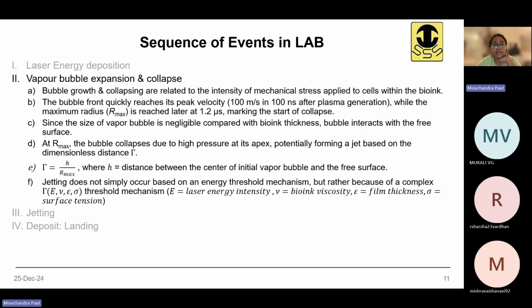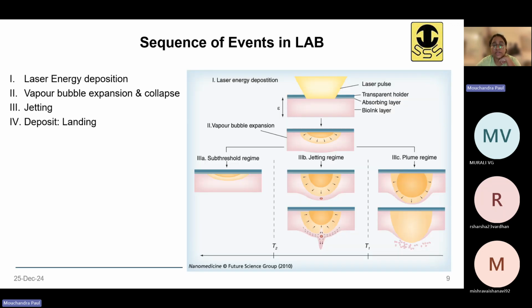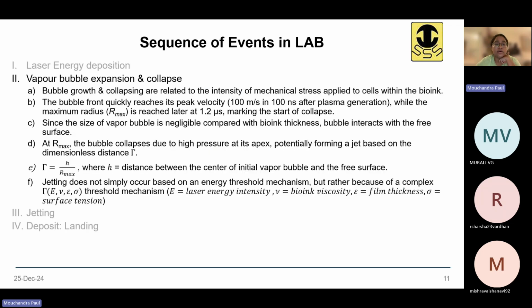And gamma here will determine which of these jetting regimes the ultimate phenomenon will fall into. This gamma is not a simple function, it's a complex function because it depends on various process parameters. First is the laser energy intensity, where I already told you that a minimum amount of energy has to be crossed, after which the volume of the deposited droplet will be directly proportional to this laser energy.